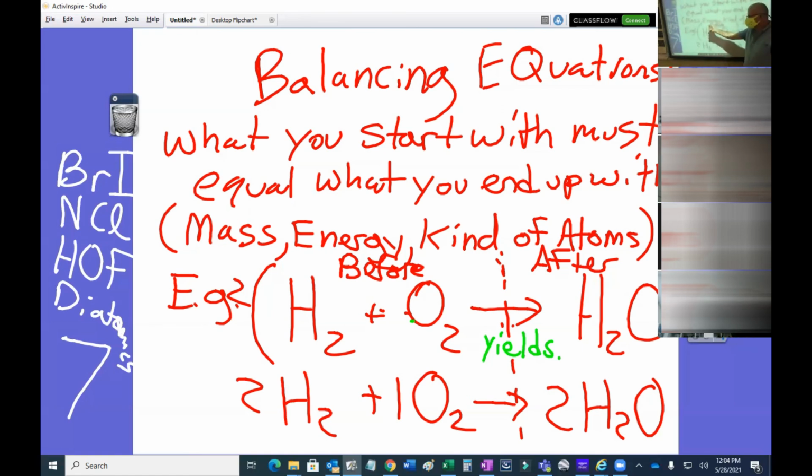And that's because hydrogen is a pure diatomic, oxygen is a pure diatomic, whereas water is actually a compound, meaning more than 1. That's more complicated. So I'm going to put a 1 there.